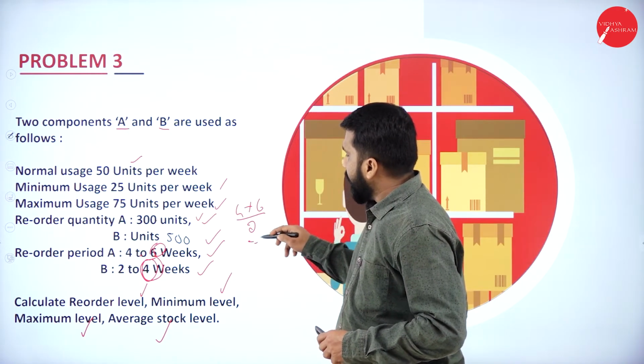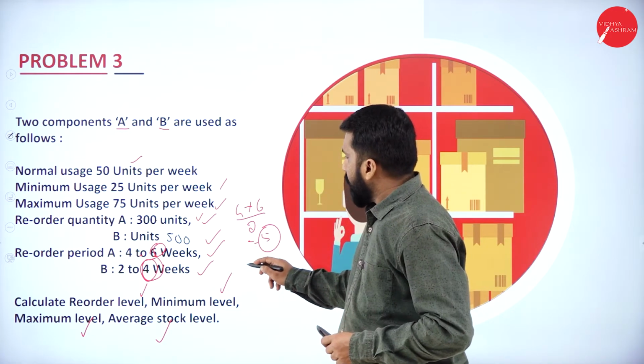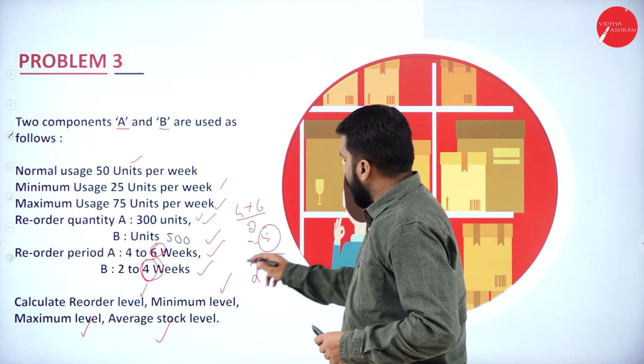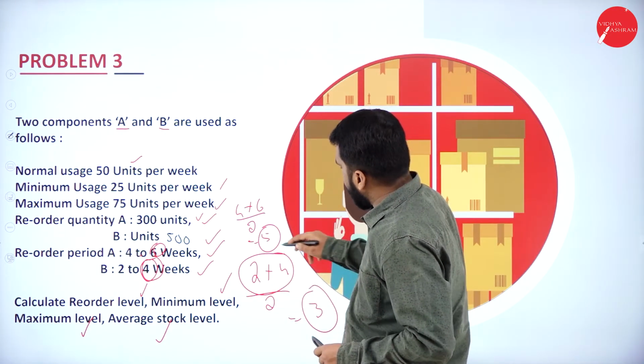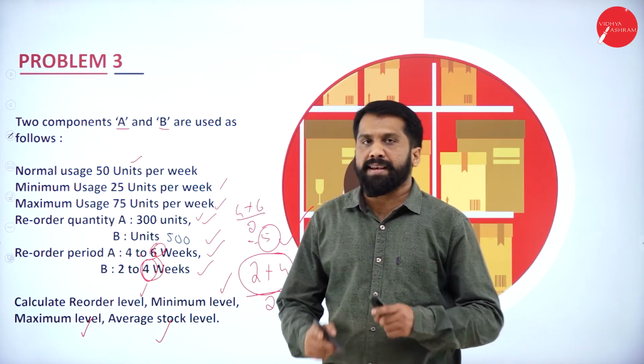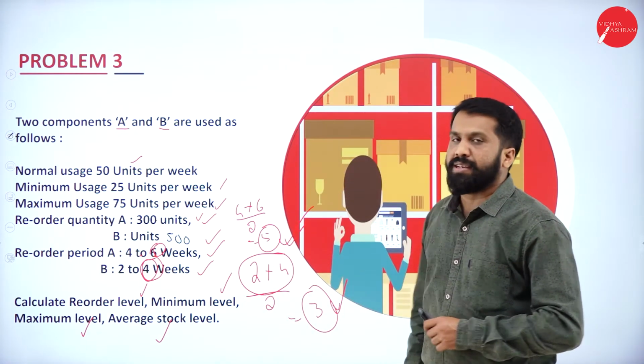How much you will get? It will be 5 for A. How much for B? 2 plus 4 divided by 2. It will be how much? 3. This is 5. This is 3. Any doubt? No doubt. This will be 5 and this will be 3.